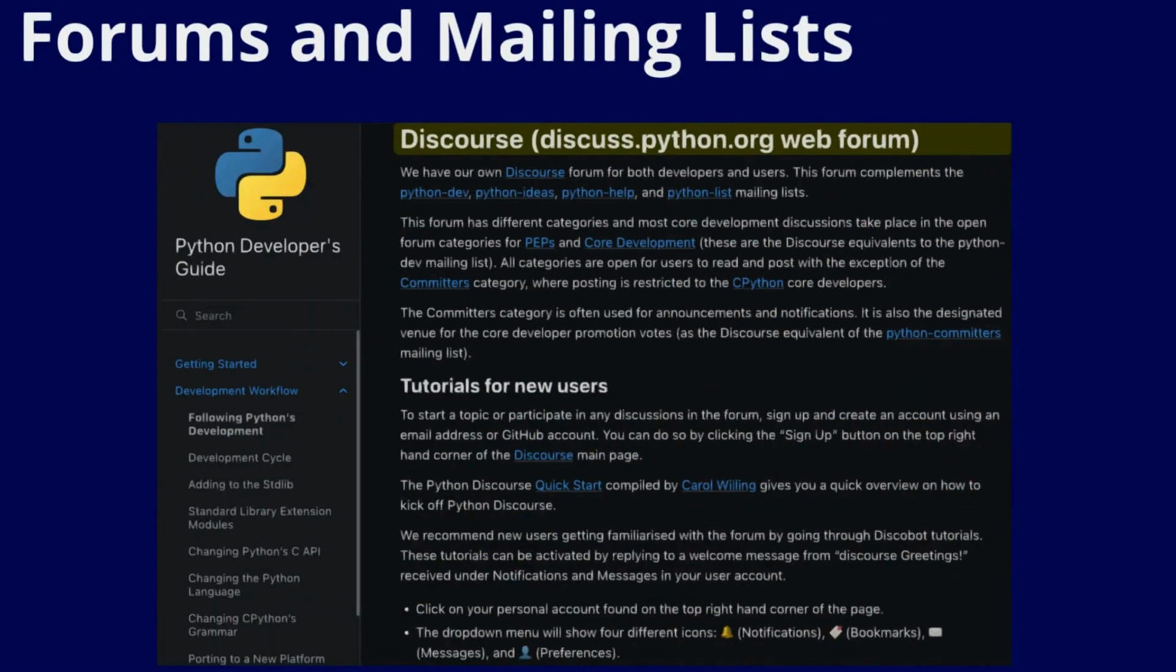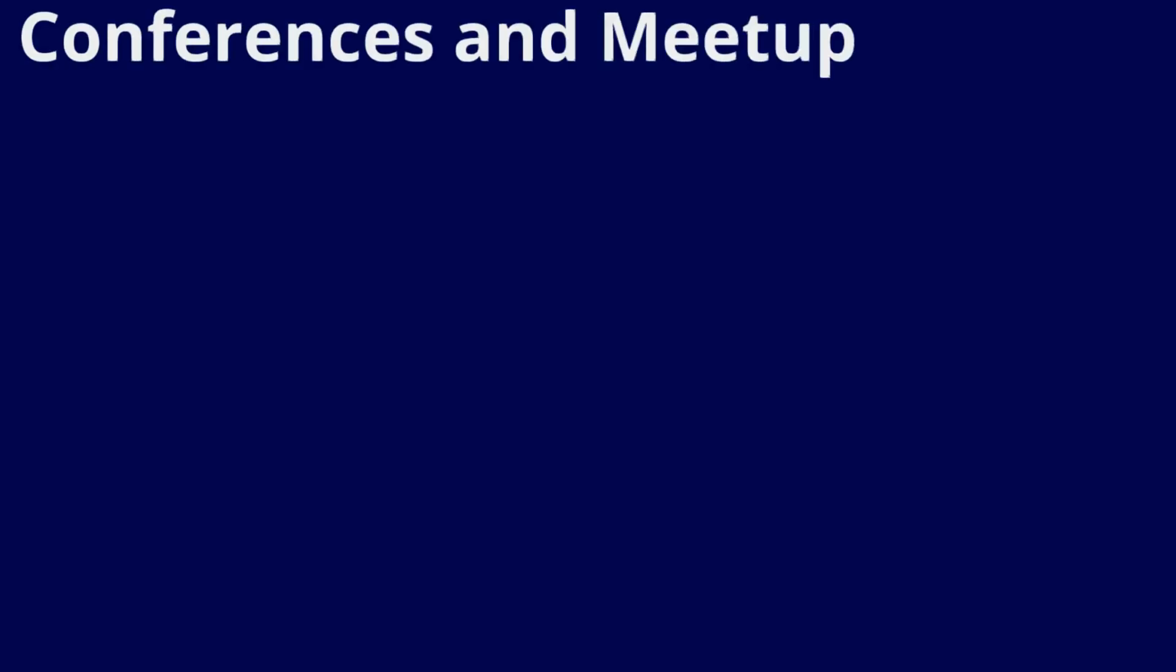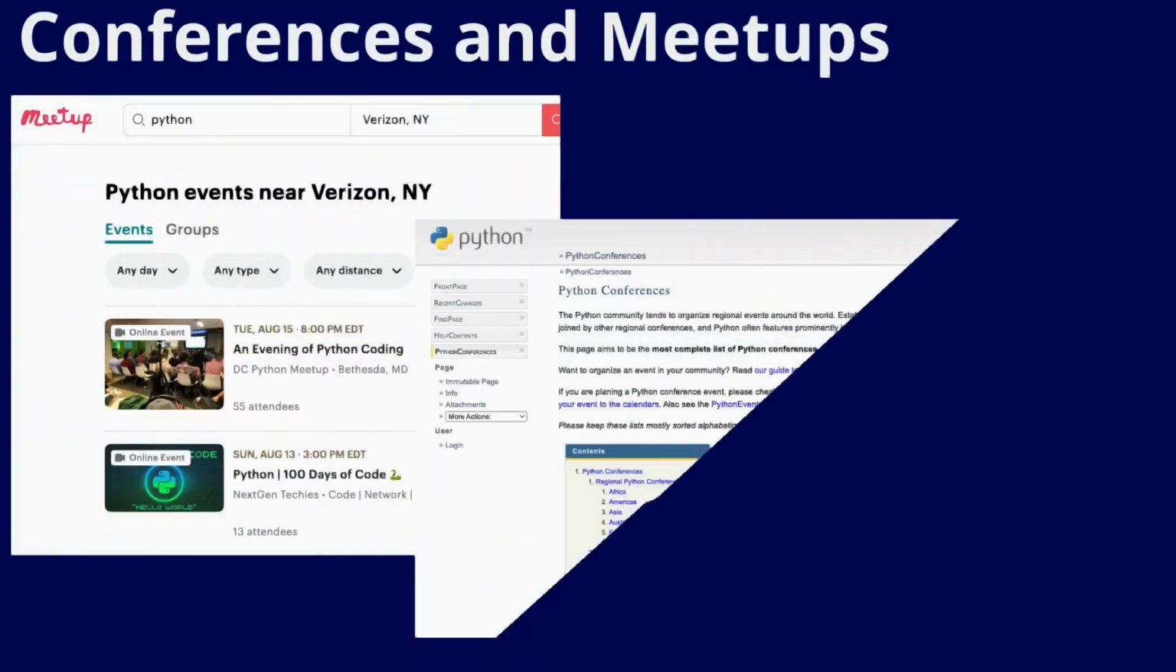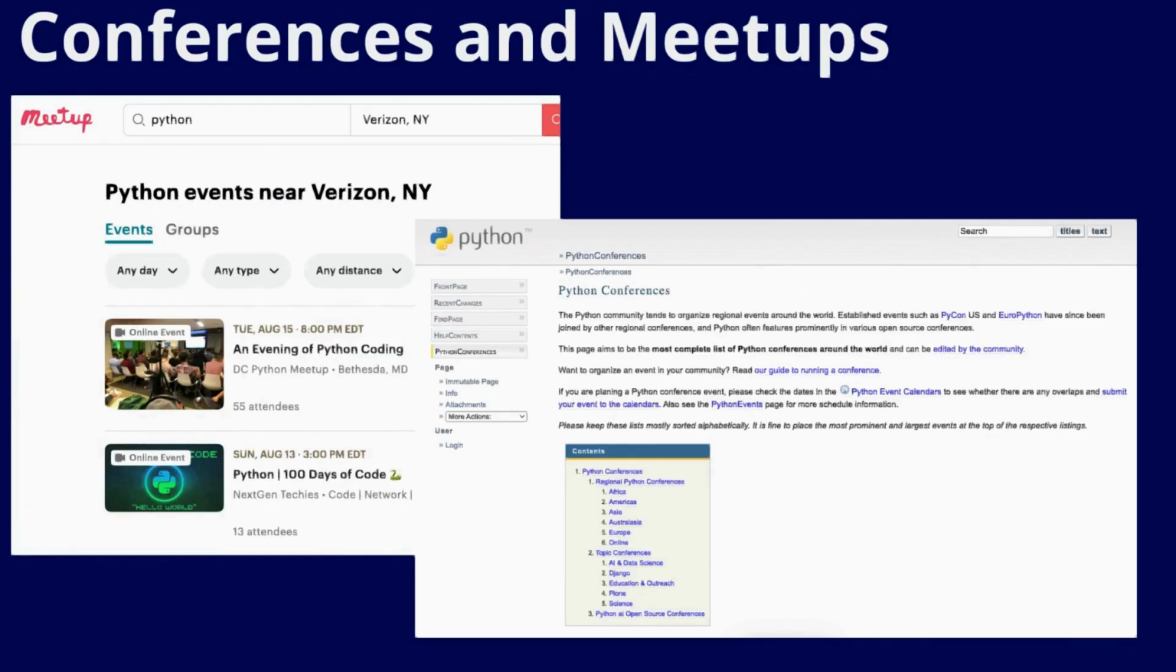Number 3, forums and mailing lists. There are several online forums and mailing lists where Python developers can ask questions, seek assistance, and engage in discussions. Python mailing lists, Python Reddit, and Python Discord are among the most popular. Number 4, conferences and meetups. It is possible to meet fellow Python learners and developers by attending talks and workshops, and to network with Python professionals at Python conferences like PyCon, PyData, and regional and local meetups.